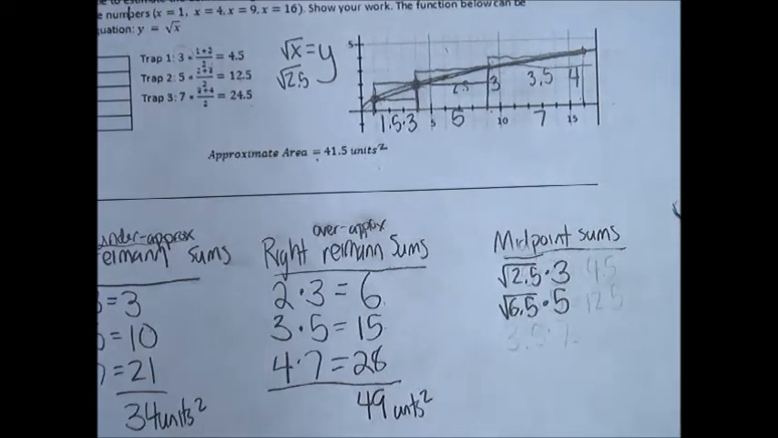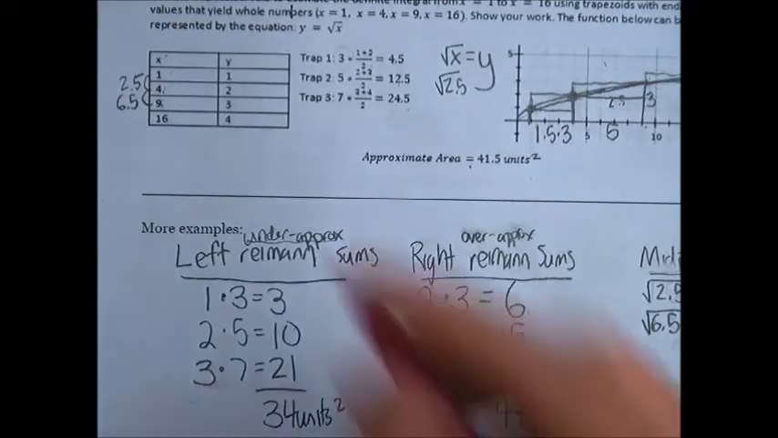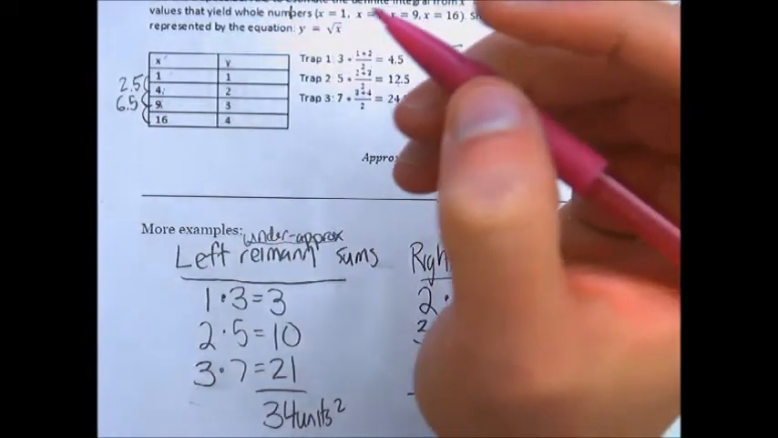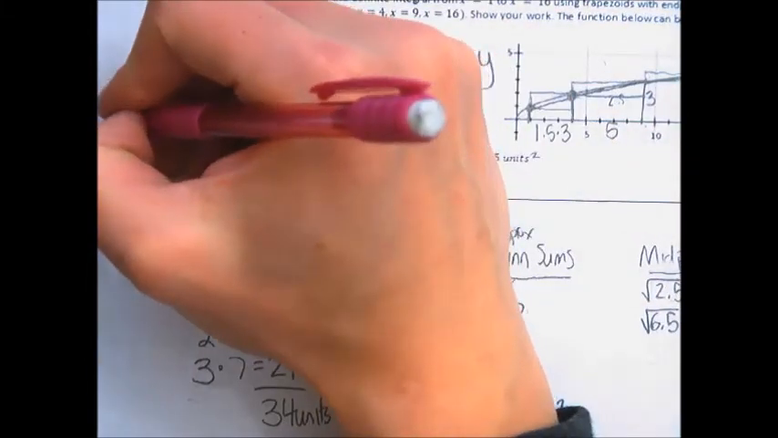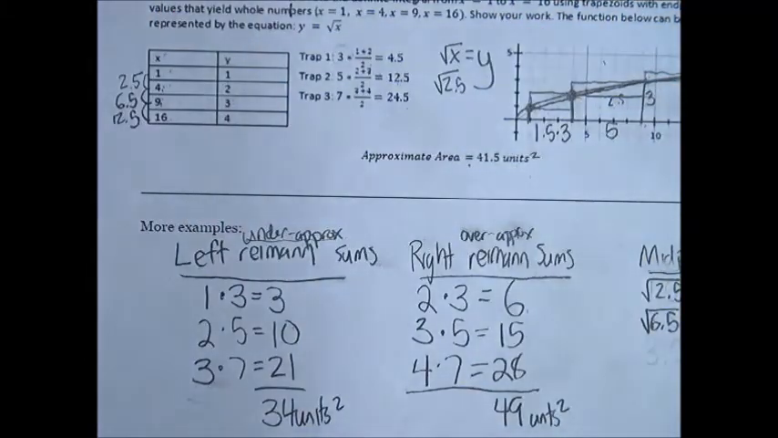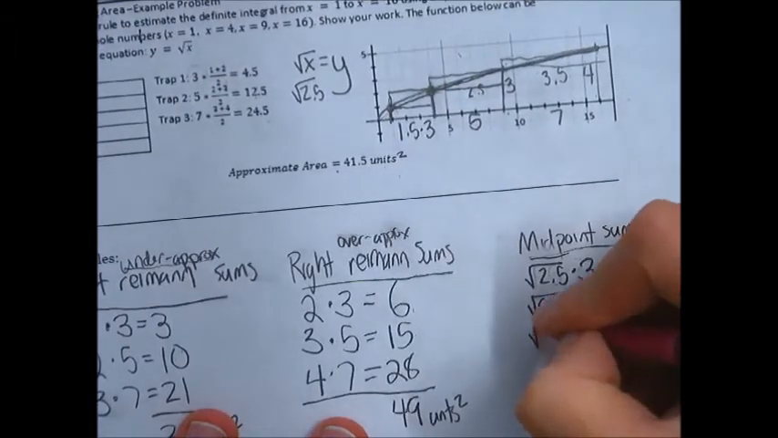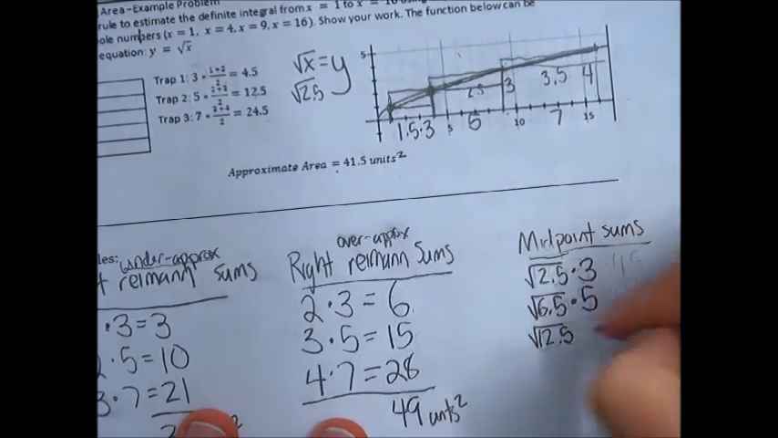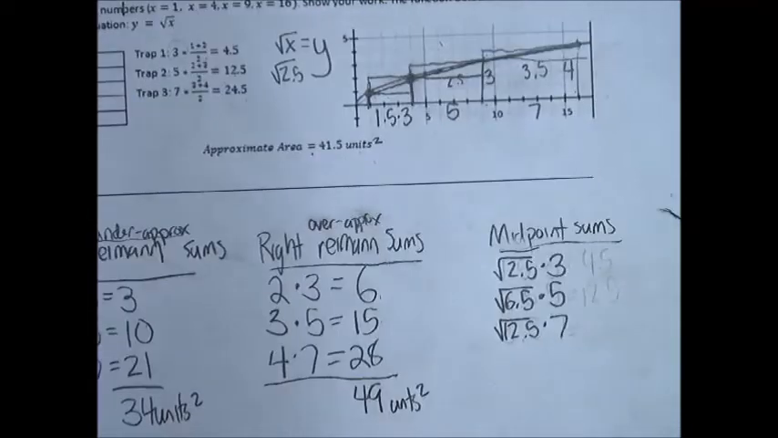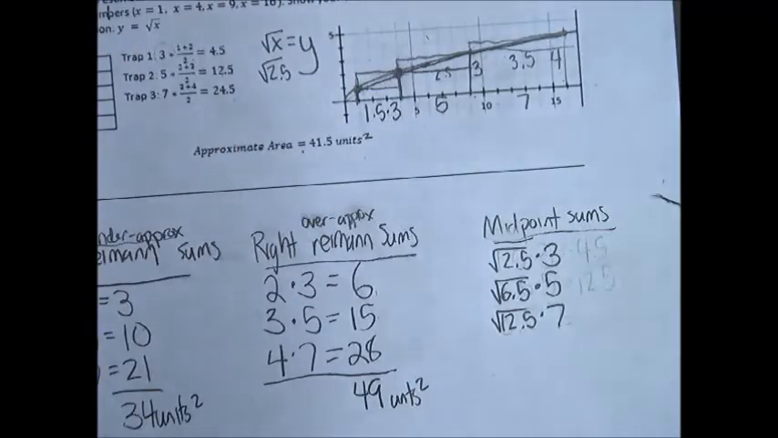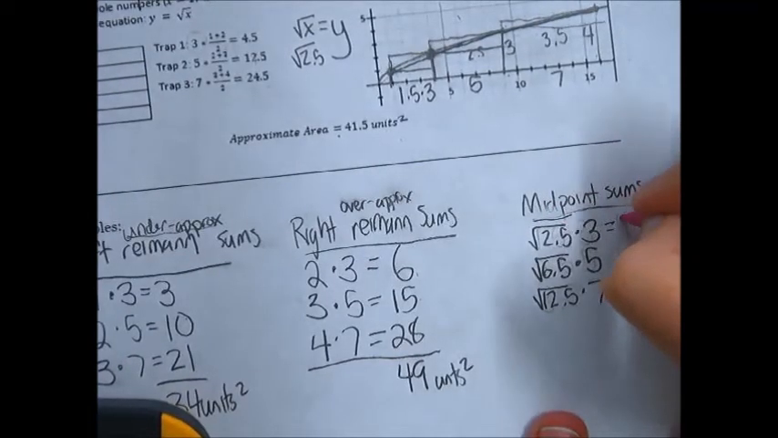My third midpoint, I'm going to find the midpoint between 9 and 16. 9 plus 16 is 25, divided by 2 is 12.5. So square root of 12.5 is that answer, times 7. And now I gotta figure these all out, and I do not have those square roots memorized. So here we go. This first one is 4.743.